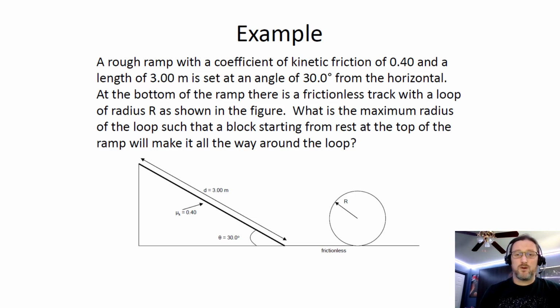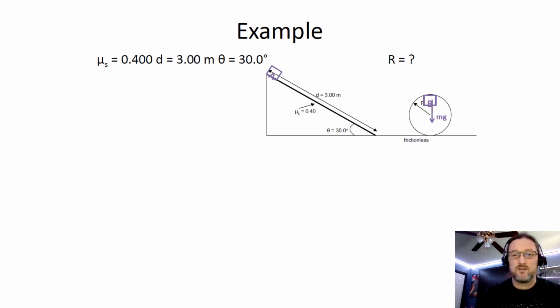But what we want to do is find out how big a loop I can make and still make it all the way around. I'm still going to use energy conservation, so I still need to figure out the energy before and after. But I'm going to look at some particular spots: spot A and spot B. Spot A is up there at the top. That's the beginning state. Spot B is really the critical point for making it all the way around the loop.